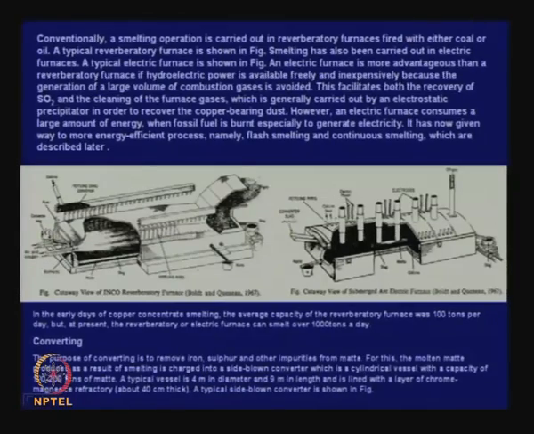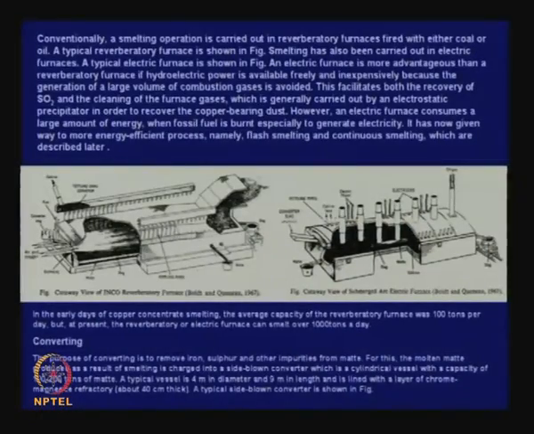The molten matte produced from the smelting step is charged into a side blown converter, which is a cylindrical vessel. I will show you a picture of that, with a capacity of 100 to 200 tons of matte. It is not a continuous process, because you charge the matte, it is like steel making. You will produce blister copper, pour it out, then take a fresh amount of matte and again do converting. So, at a time you will process 100 to 200 tons of matte.